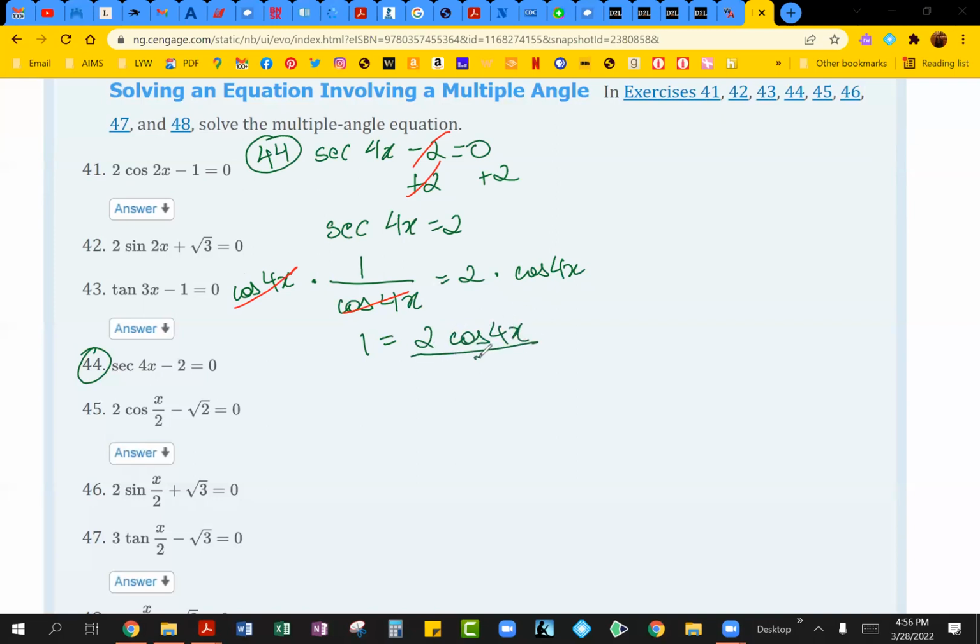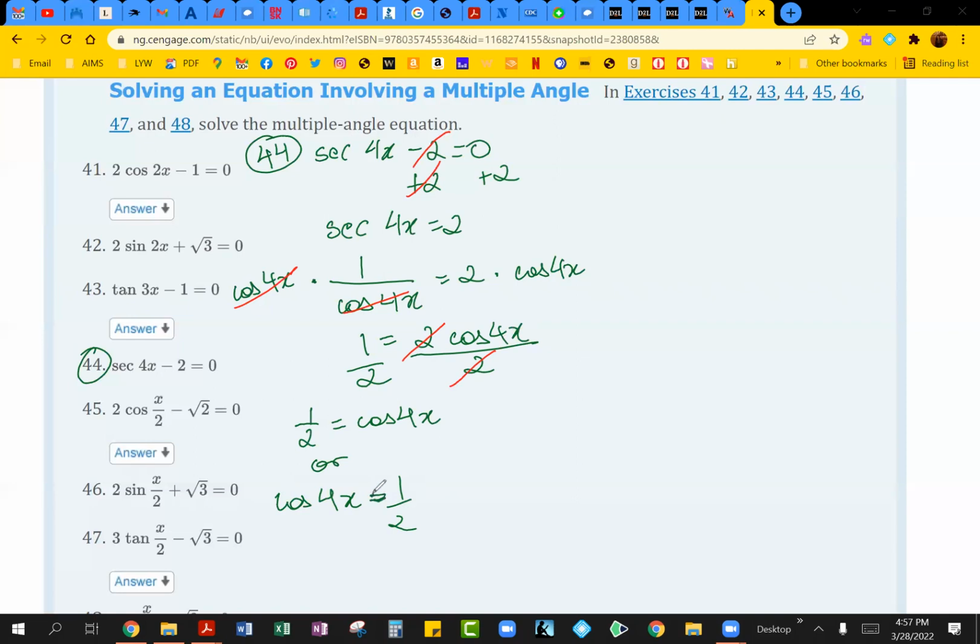Which will leave us with 1 equals 2 cosine of 4x. We obviously want to isolate the cosine function, so we'll divide both sides by 2, get rid of it, and you basically end up with 1/2 equals cosine of 4x, or you can write it as cosine of 4x equals 1/2. Just switching your left and right sides.